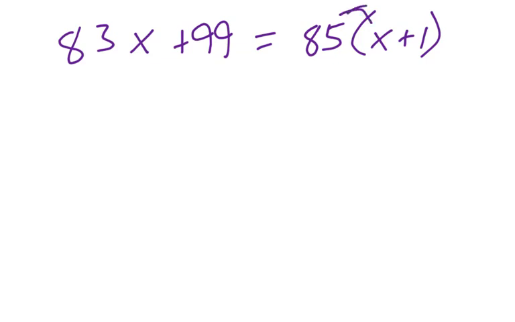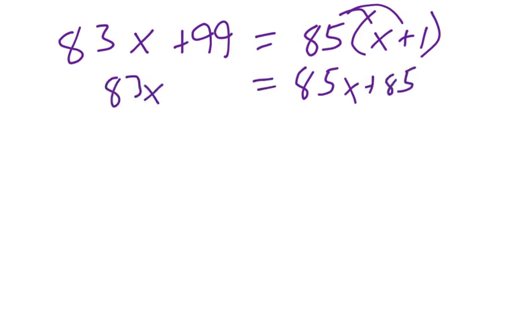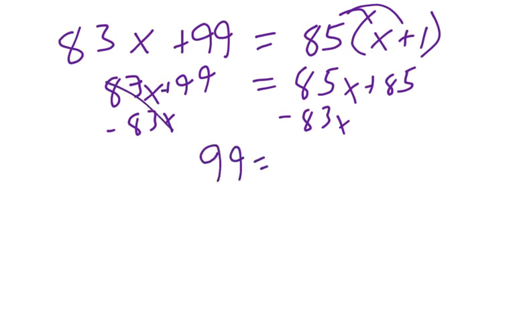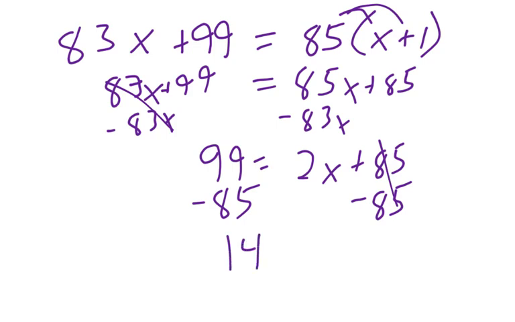So I just distribute here. We get 85x plus 85 and 83x plus 99. Then we're just going to solve for x. So minus 83x. And we get 99 equals 2x plus 85. Now it's just a two-step equation. So subtract our 85. We get 14 is 2x and divide by 2, and x is going to give us 7. So 7 is the number of tests that he's taken.